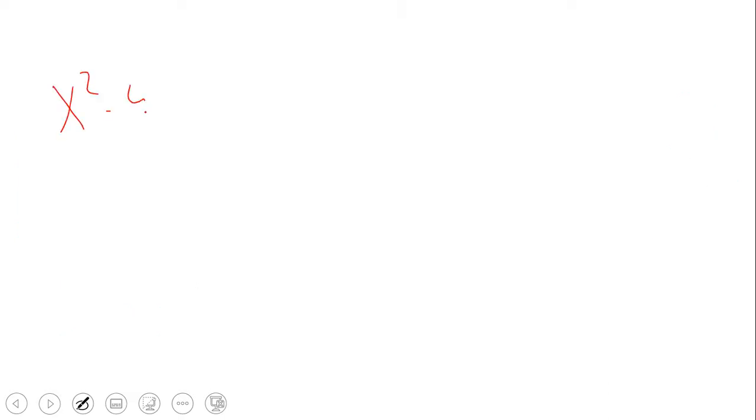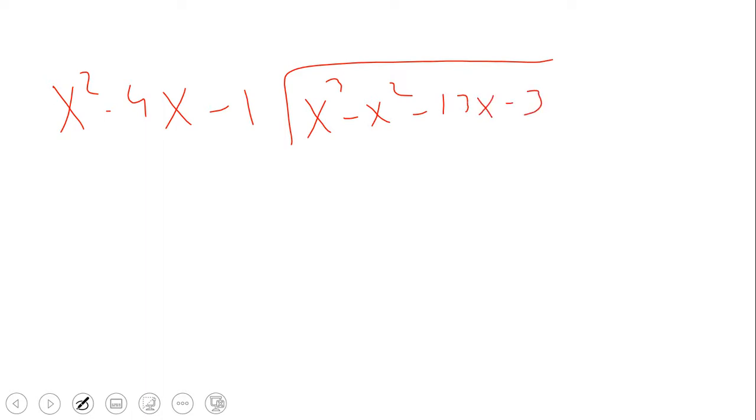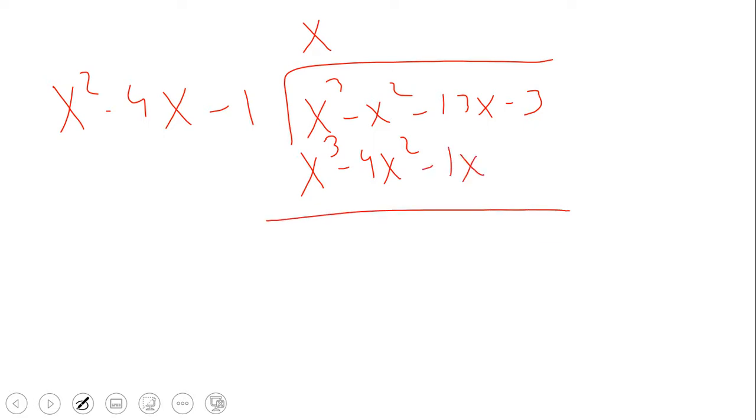So x squared minus 4x minus 1. And I'm going to divide that into the original polynomial. So that's x cubed minus x squared minus 13x minus 3. Remember, first into first, that's going to be x. So x times x squared is x cubed, minus 4x squared, minus 1x. Draw the line, change the signs. The cubes are out. 3x squared minus 12x minus 3.